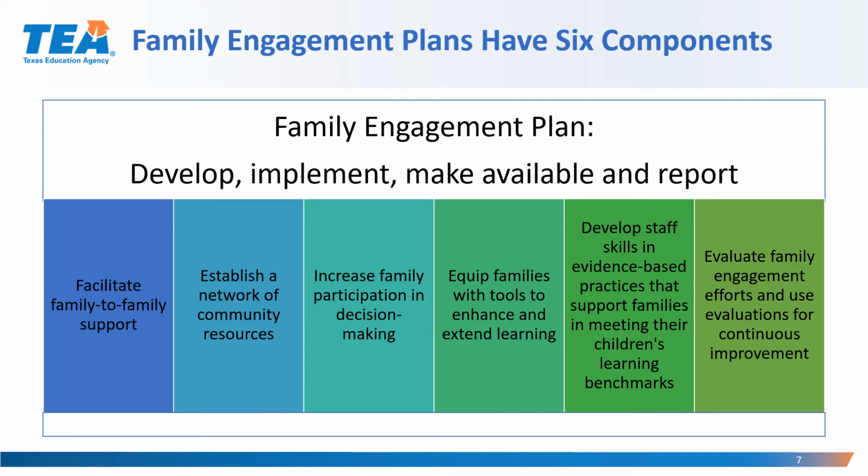The 6 components are: facilitate family-to-family support, establish a network of community resources, increase family participation in decision-making, equip families with tools to enhance and extend learning, develop staff skills in evidence-based practices that support families in meeting their children's learning benchmarks, and finally, evaluate family engagement efforts and use evaluations for continuous improvement. We're going to take a look at each one of these 6 components separately later in our conversation.